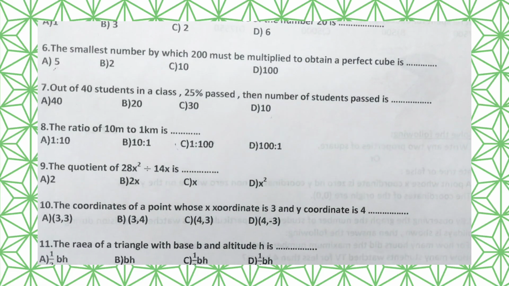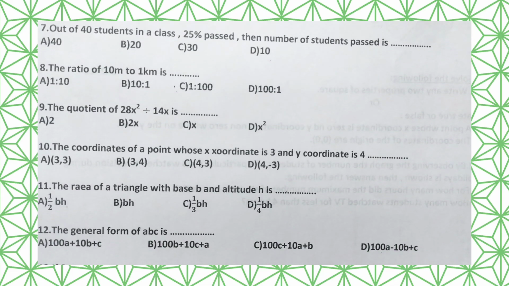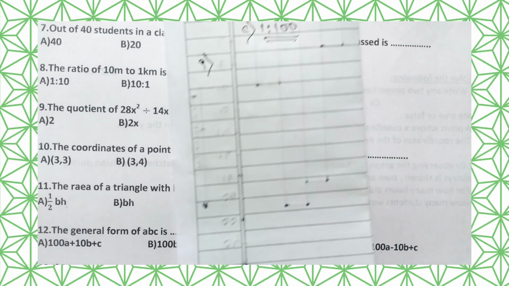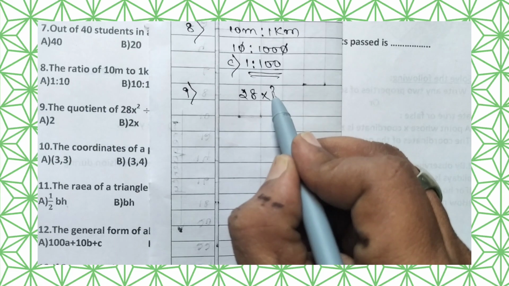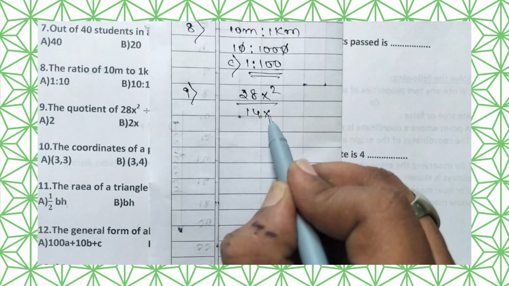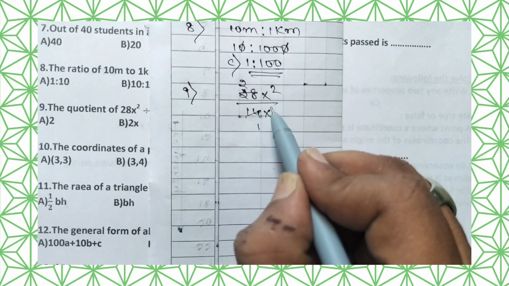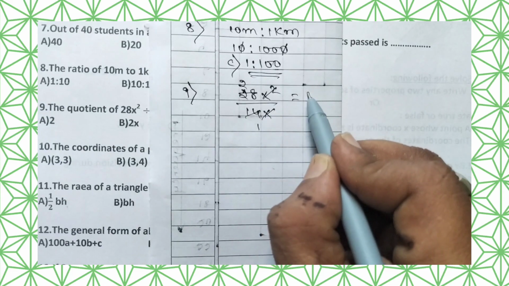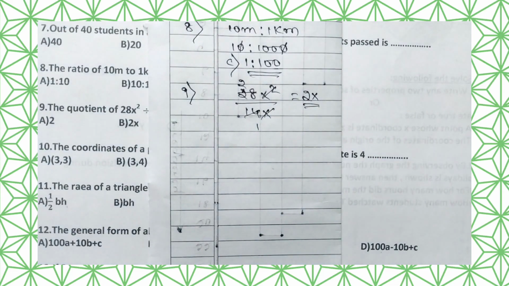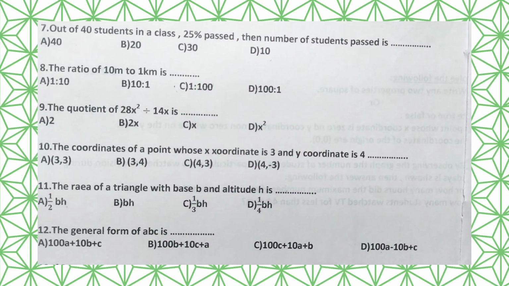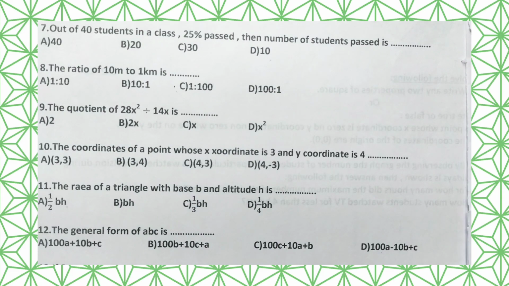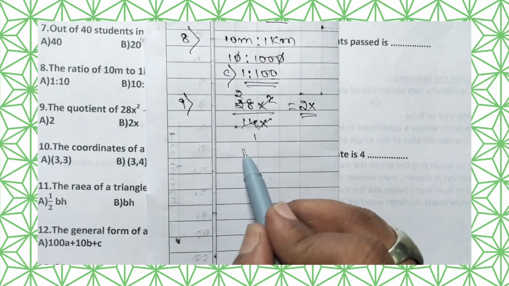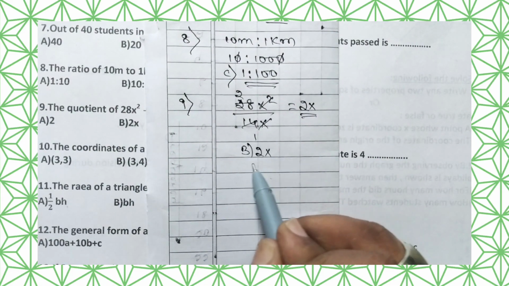Now let us move to the 9th question. The quotient of 28x square divided by 14x is dash. So now let us answer 28x square divided by 14x. 14 ones 14, 14 twos 28. Here 1x gets cancelled. What is the remaining? It is 2x. So for the 9th question the right answer is option B, 2x.